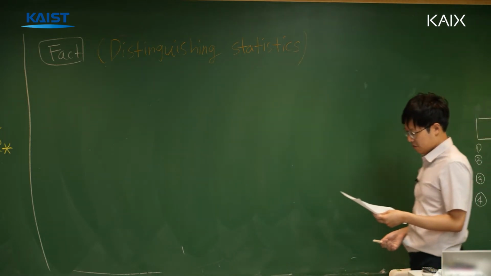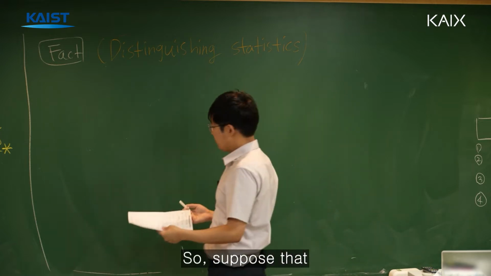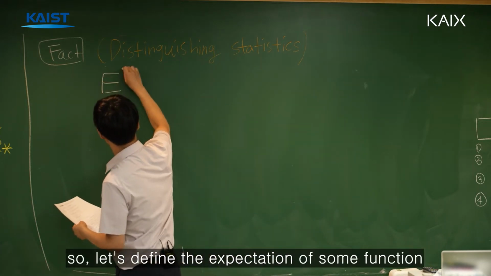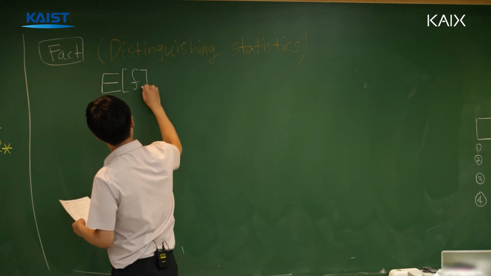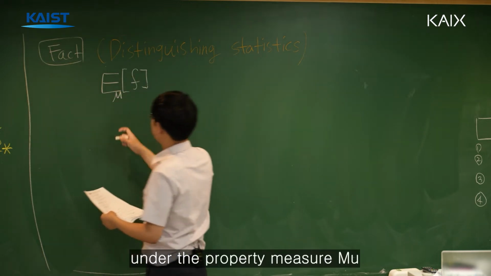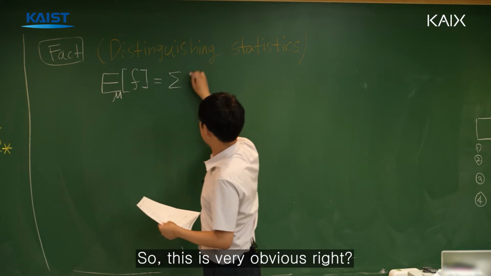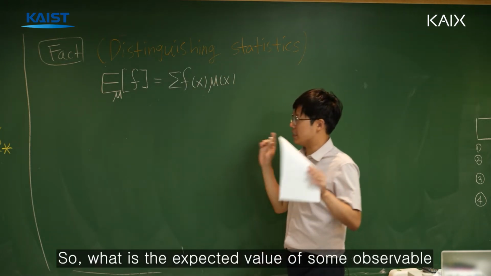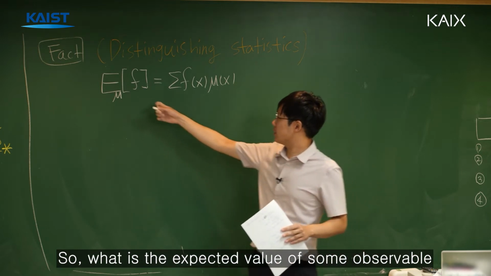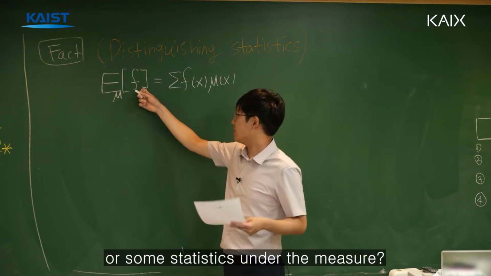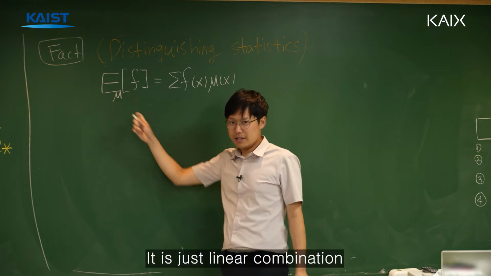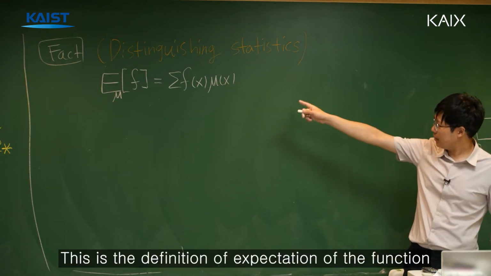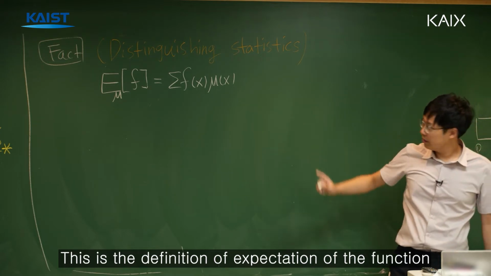Okay. So let's define the expectation of some function under the probability measure mu. This is very obvious, right? What is the expected value of some observable or some statistic under the measure? It is just a linear combination, right? This is the definition of the expectation of the function.